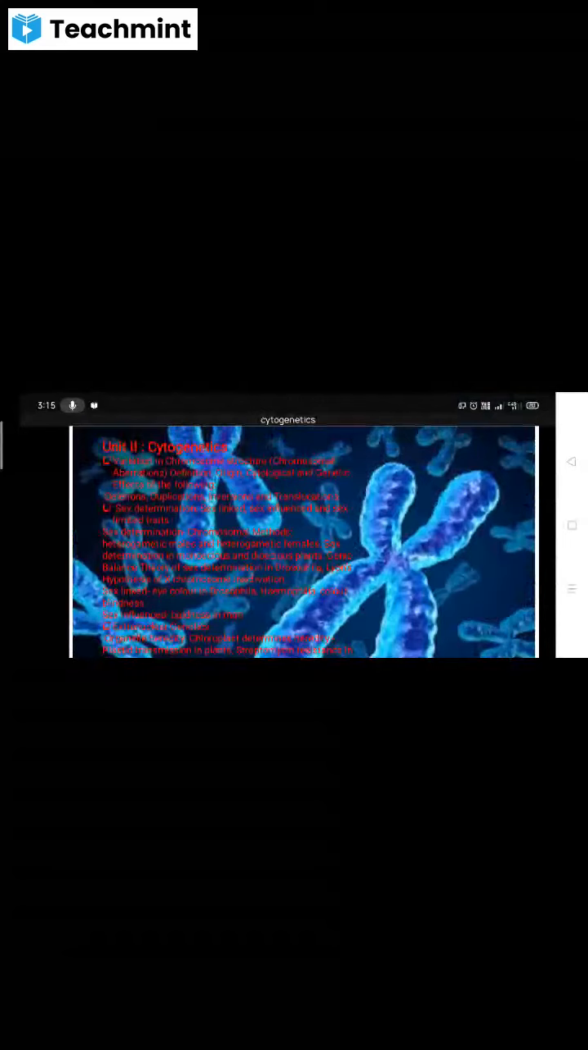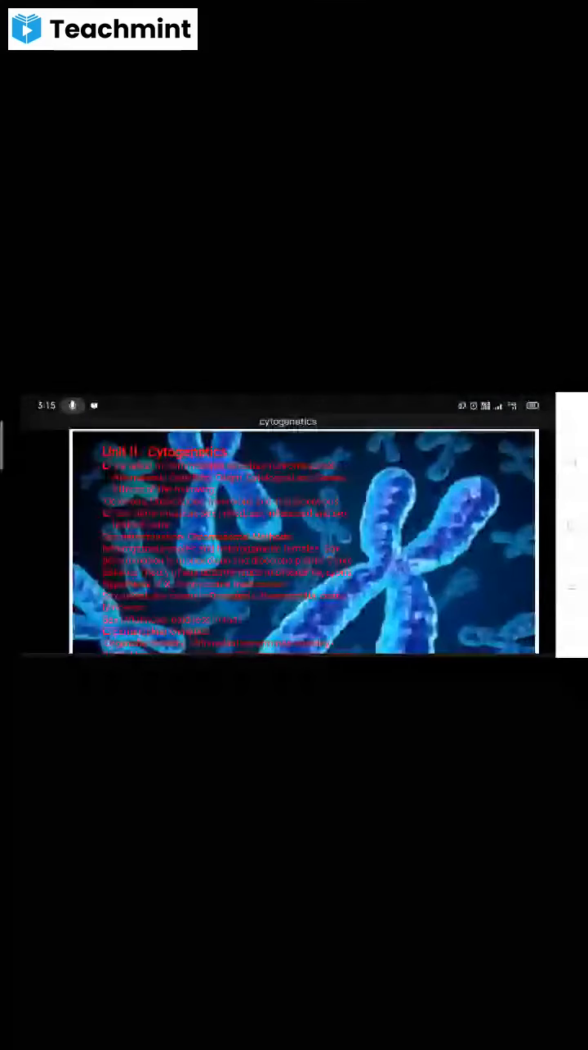So now we start the second unit, that is cytogenetics. Cytogenetics is the study of chromosomes and their behavior. As you know, the structures of chromosomes. So here in the unit cytogenetics, different aspects of chromosomes are covered. First of all, the first point in your syllabus is the variations in chromosome structure.